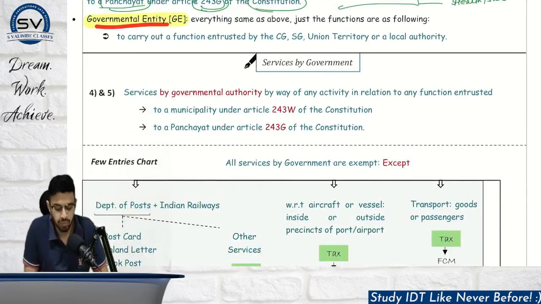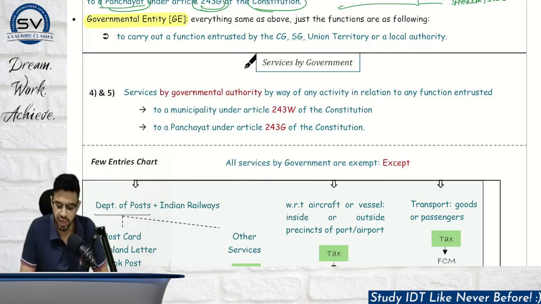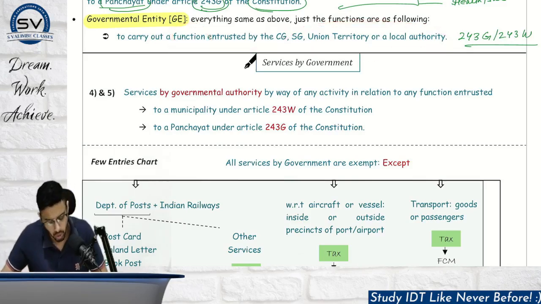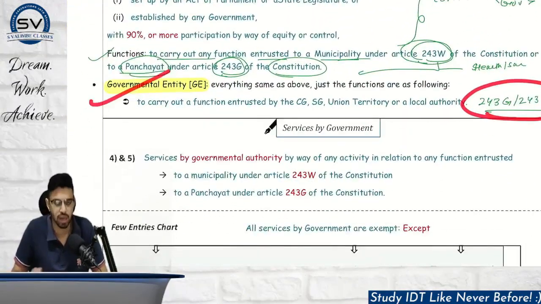Now what do you mean by government entity? Please see, everything is same as above, only the function is different. This government entity has to carry out the function entrusted by the government. Here we are not restricting it to 243G, 243W. We are not restricting it. We are open. We are talking about any function entrusted by the government. Government means central, state, union territory or local authority. Okay. So if it is restricted till here, then it is governmental authority. Beyond that, it is a governmental entity.